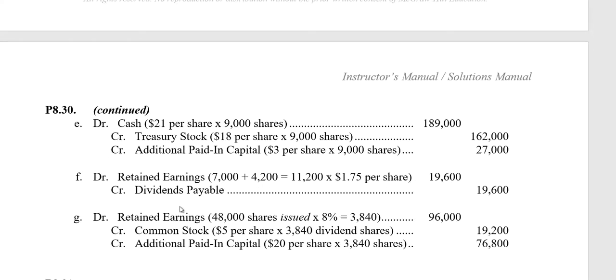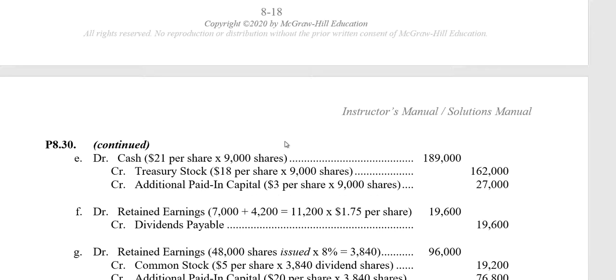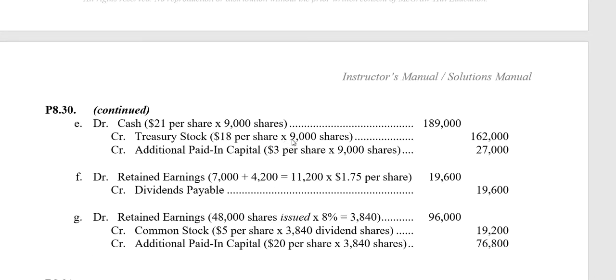If you look over here in E, we turn around and we sell that treasury stock. Now take particular notice that when we sell that 9,000 shares, we're not selling all of what we bought back, we're selling some of it. That treasury stock though that we bought for $18 per share is on the books for what we purchased it for. Look back here at D. When we recorded that treasury stock, we recorded it for what we paid for it, not its par value. And then when we sell it, we have to credit it for what we paid for it.